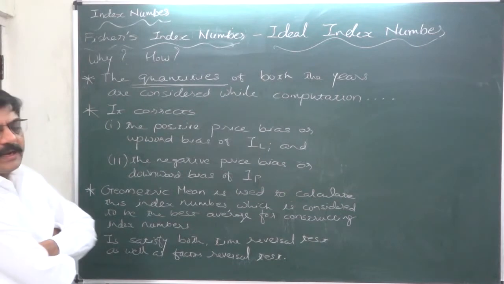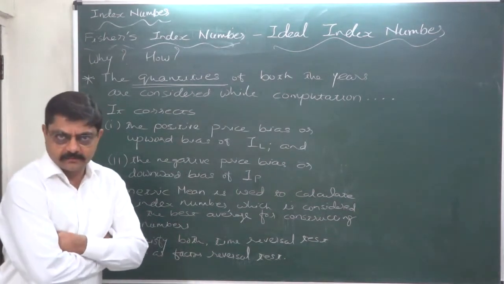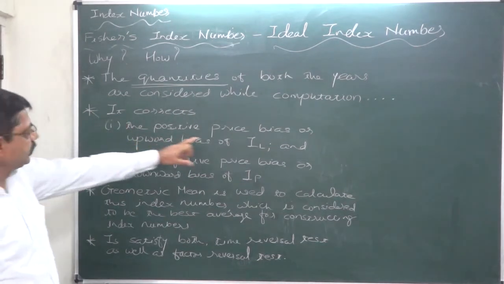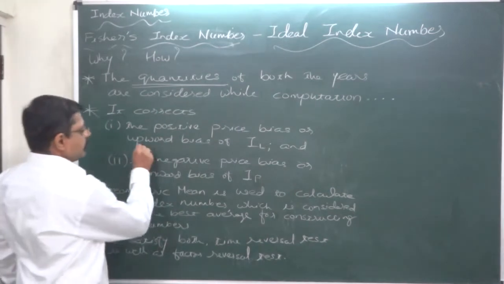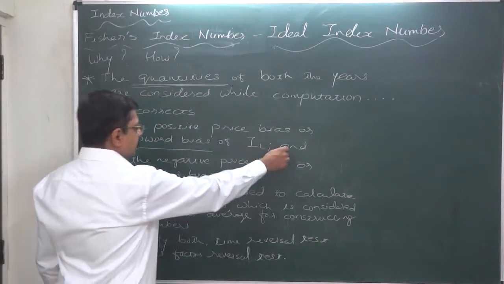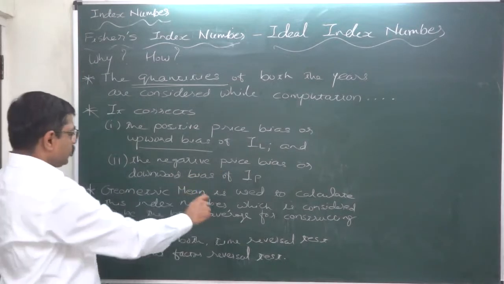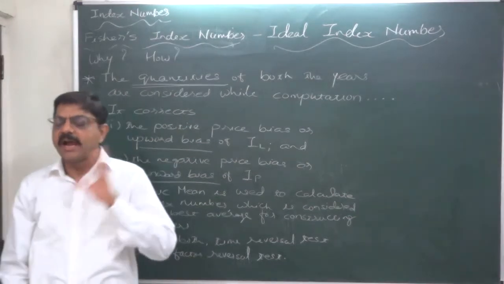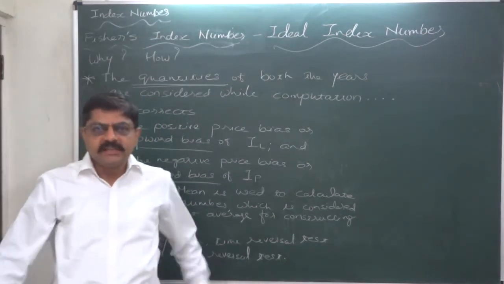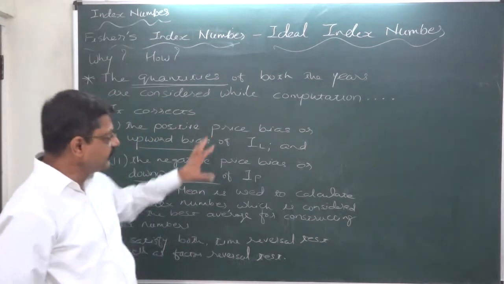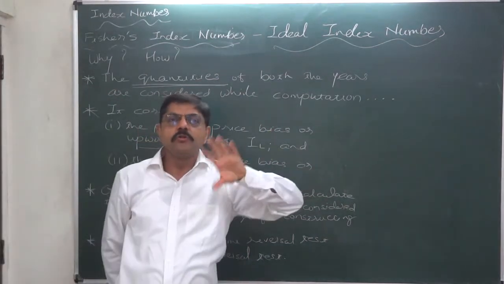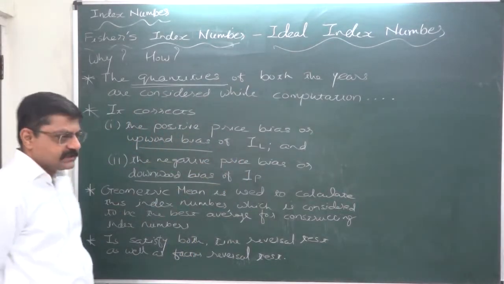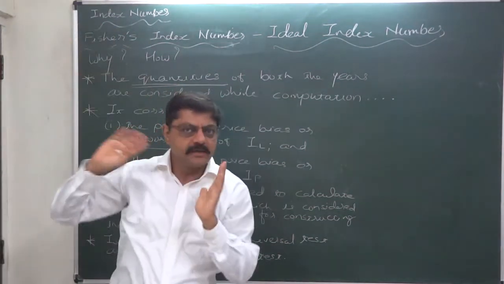Number two, very important, highly technical point. It corrects the positive price bias or upward bias of Laspeyre's index number and the negative price bias or downward bias of Paasche's index number. Mind well, this is a highly technical point. Many teachers are not aware of this merit, or what we exactly mean by the terms upward bias or downward bias. Please keep the law of demand in mind.